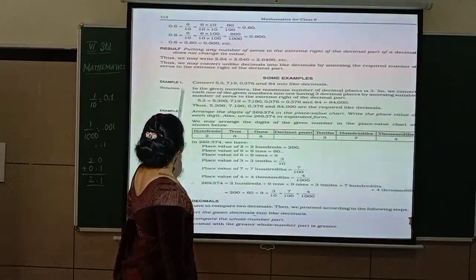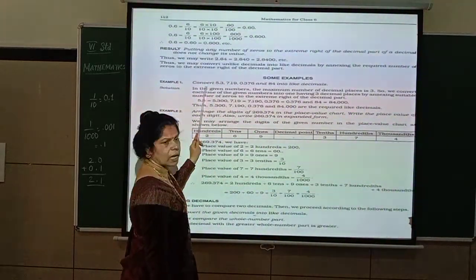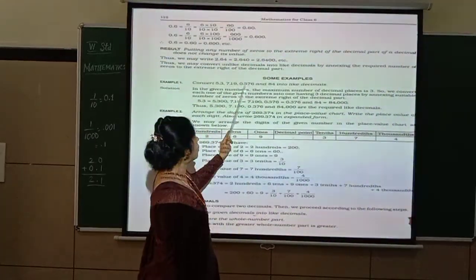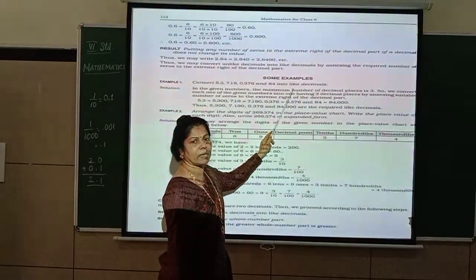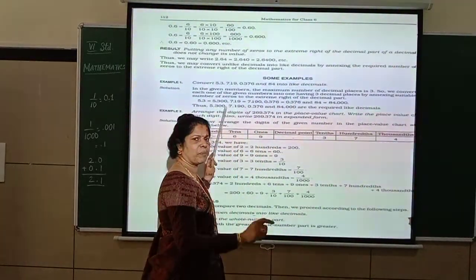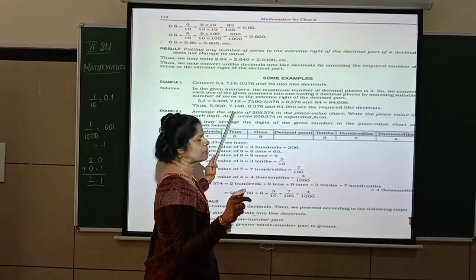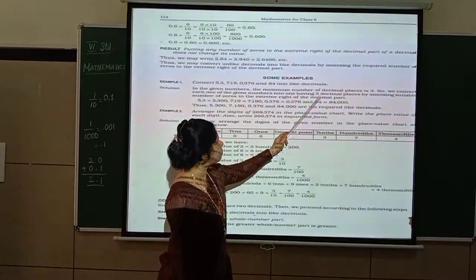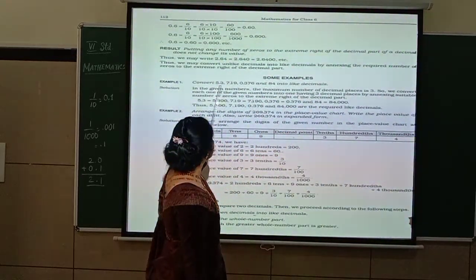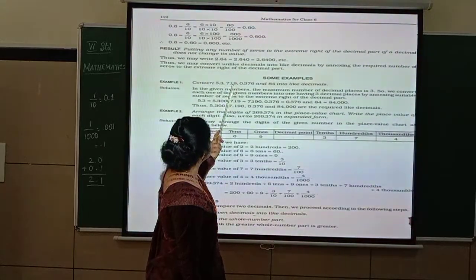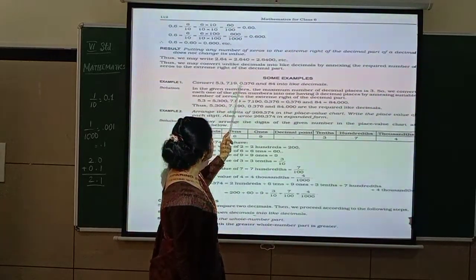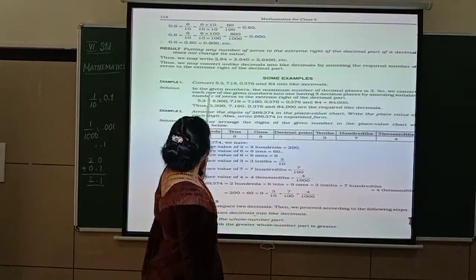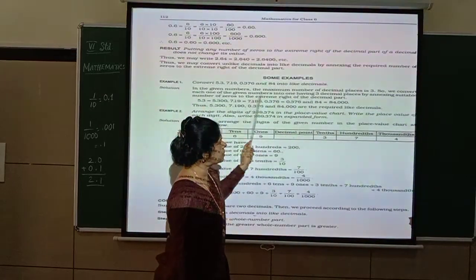Now, some examples. Example 1: convert 5.3, 7.19, 0.376 and 84 into like decimals. Into like decimals means after the point the decimal places should be the same. That's the meaning. So, solution. In the given numbers, the maximum number of decimal places is 3. See, here only one decimal, here 2 decimals are there, here 3 are there. So which is the maximum? This one has more. So 3 digits. In the given numbers, the maximum number of decimal places is 3.